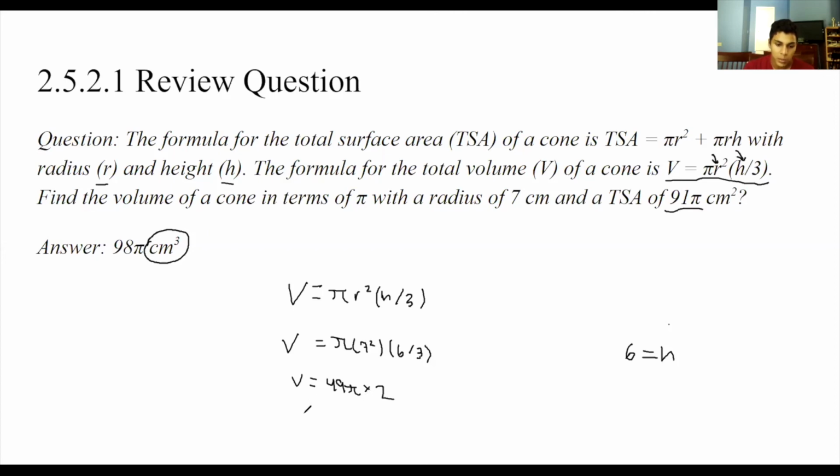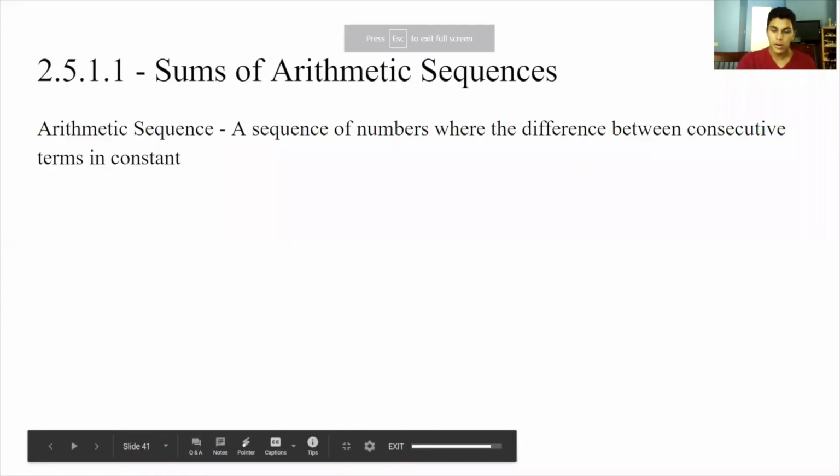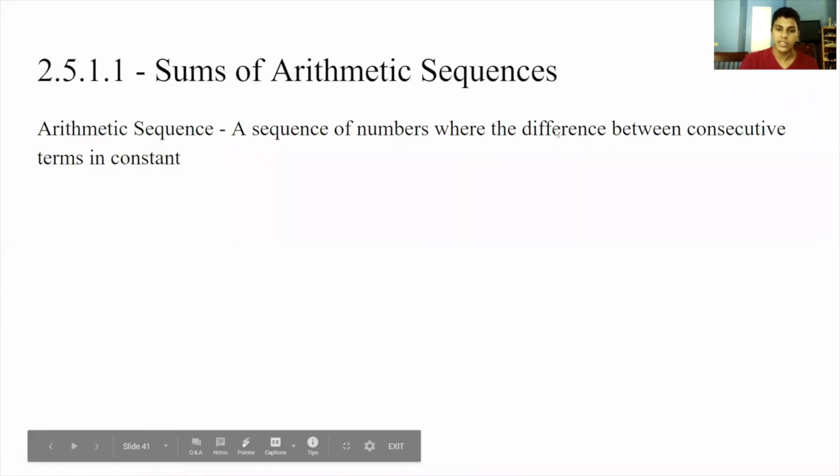And then 49 pi times 2 is 98 pi. Oops, 98 pi. So 98 pi is my volume. And remember, as I said, 98 pi is my volume, and you don't have to write centimeters cubed for IMLEM questions. All right, now just to quickly review what we've learned this lesson.